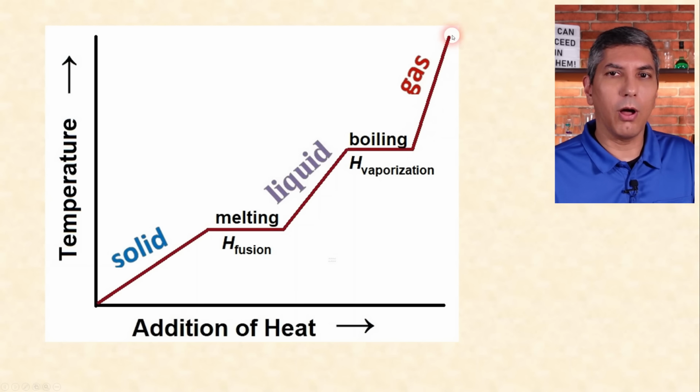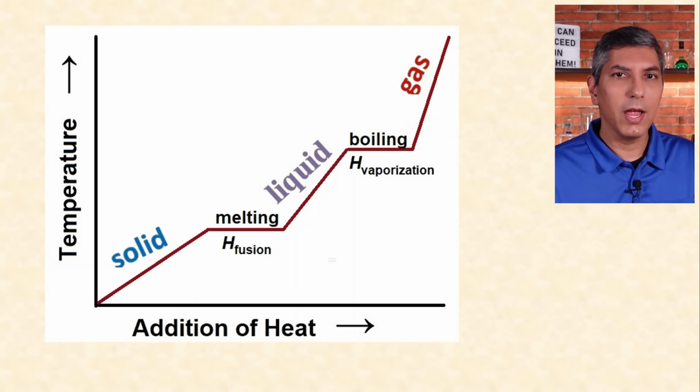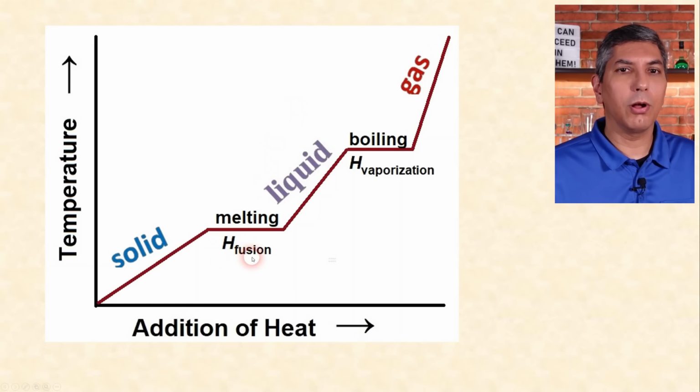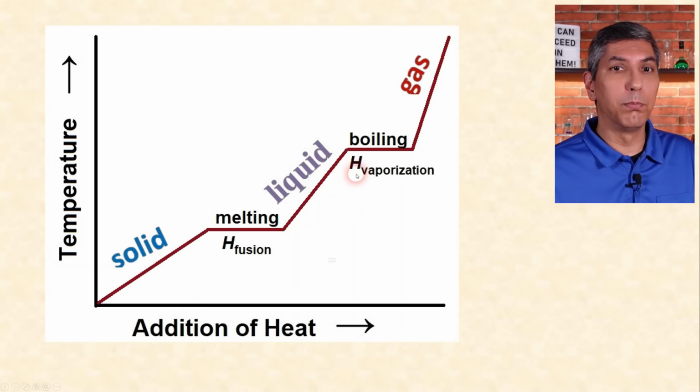Be familiar with all the regions of this heating curve and which state of matter exists at which parts of the graph. Notice that the energy it takes to melt a certain amount of a solid at the melting point is called the heat of fusion. The amount of energy it takes to boil a certain amount of liquid at the boiling point is called the heat of vaporization.